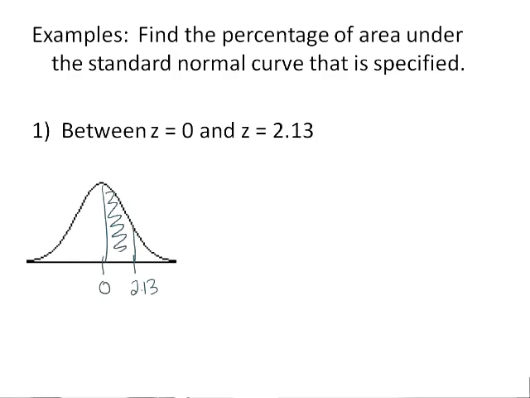The area that we're looking for is the area of the shaded region. Now remember that the area from the table is based from a mean of 0. So all we have to do is to look up 2.13 under the Z column on your table. That area is 0.483. Now as a percentage, that will be 48.3%. So 48.3% of the area lies in between 0 and 2.13.